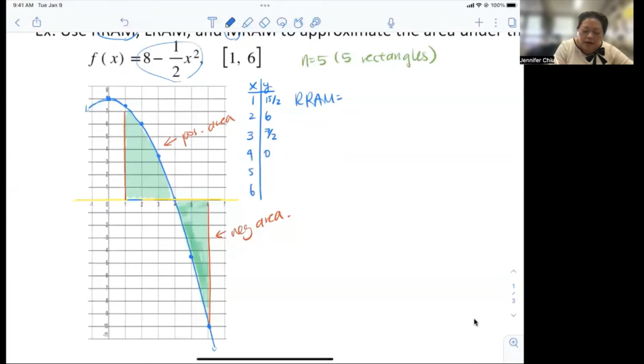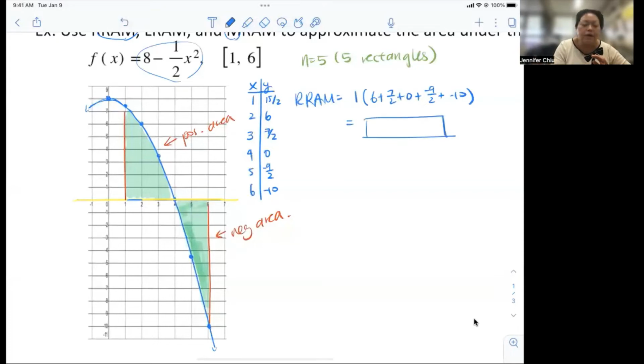25. 16 minus 25 is negative 9 over 2 and negative 10. Okay, so your RAM has a width of 1. Everybody has a uniform width of 1, and you're going to add up your endpoints. This one started on the right-hand side, so we're not going to use the first one here. We're going to use the second one, right, because it's the right endpoint there. So we'll start with the second one. So you get 6 plus 7 over 2 plus 0 plus negative 9 over 2 plus negative 10, and you'll get a final answer of some approximation.